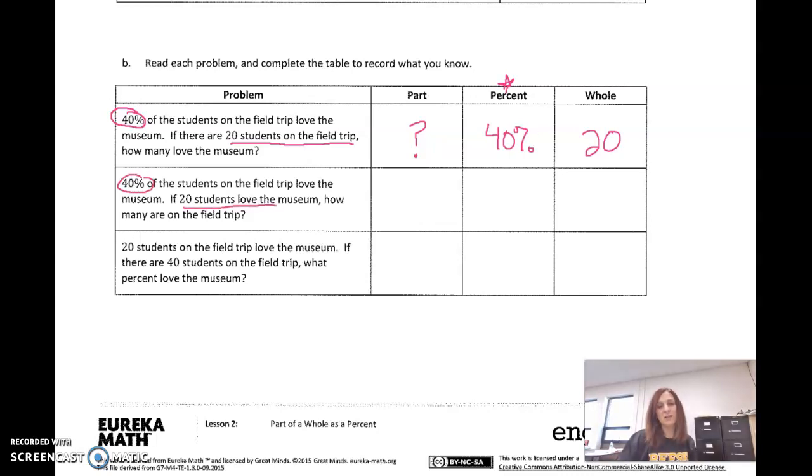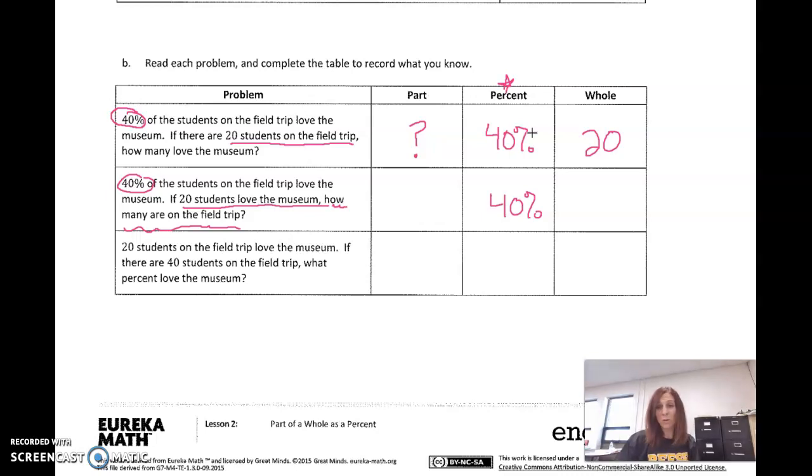If 20 students love the museum, how many are on the field trip? Pull out the percent. We still have the 40%. Now, do I know the total number of students? In this case, they're telling us how many love the museum. 40% of the students love the museum. There are 20 students who love the museum.